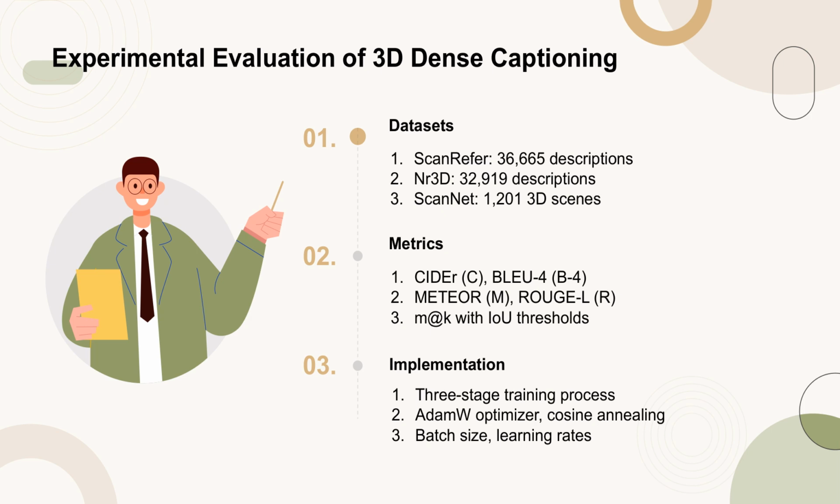For evaluation, we use four metrics: CIDEr (C), BLEU-4 (B4), METEOR (M), and ROUGE-L (R). Additionally, we employed the m@kIoU metric with IoU thresholds of 0.25 and 0.5. The implementation details include a three-stage training process, using the AdamW optimizer with a cosine annealing schedule, and specific batch sizes and learning rates.